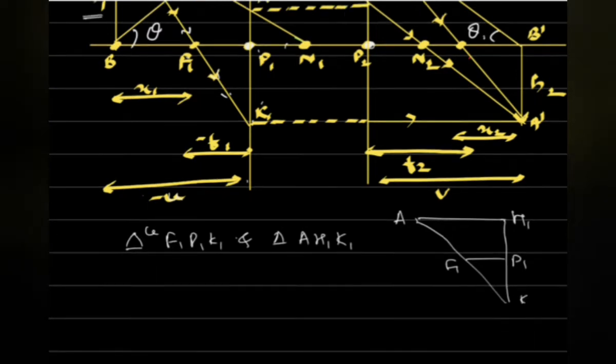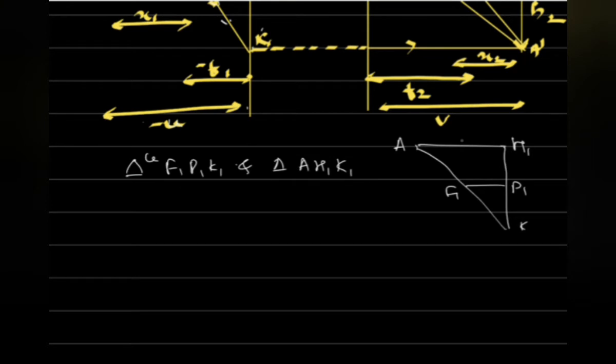So now from this triangle, these two sides are similar, it means the same side, and this is also the same side. So for the same side we'll write F1 P1 divided by A H1 equals to P1 K1 divided by H1 K1.